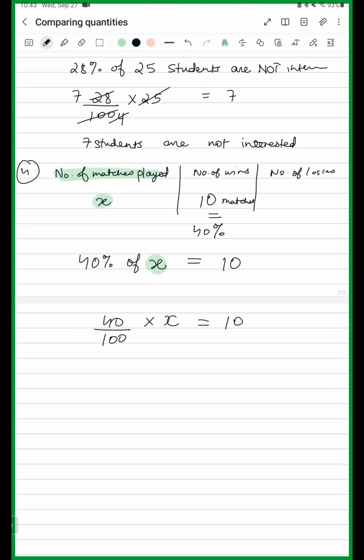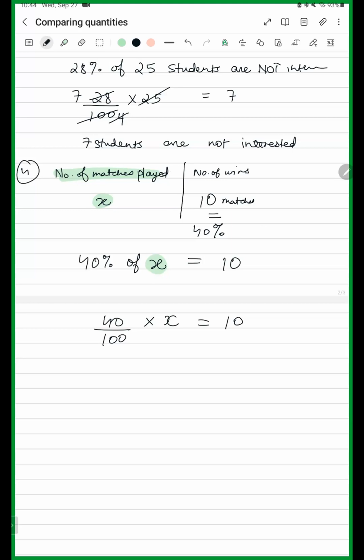So why did you write number of losses? I just wrote it to show you that the matches you played will be equal to number of wins plus number of losses, right? You're either going to win or you're going to lose. So just to show that I had written it. In this question, there is no use for that particular piece of information.